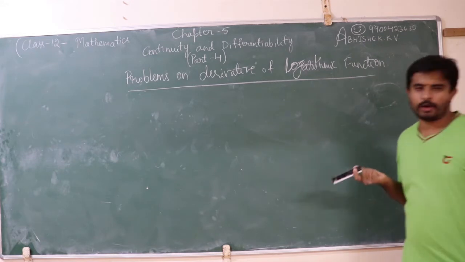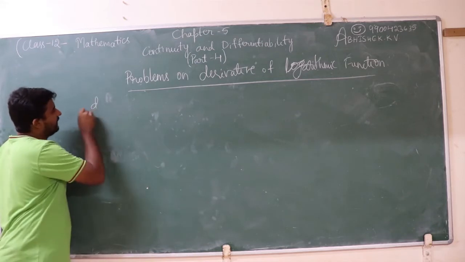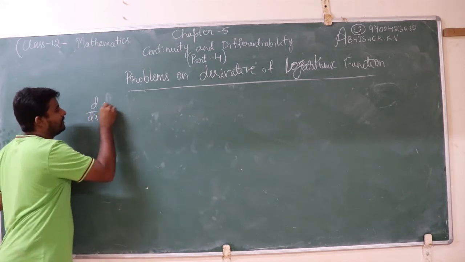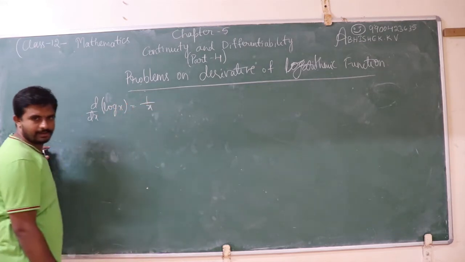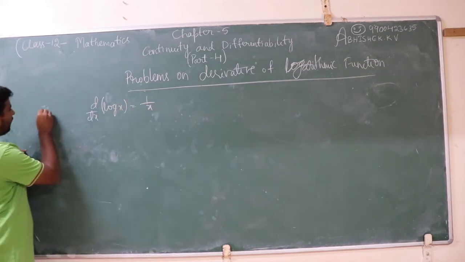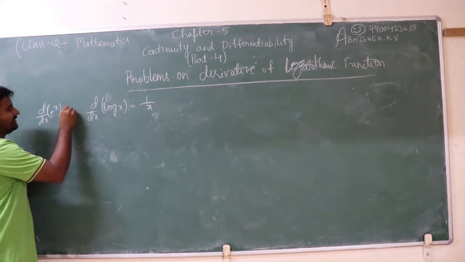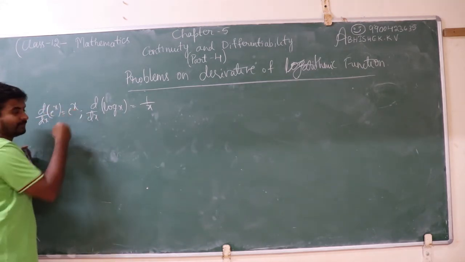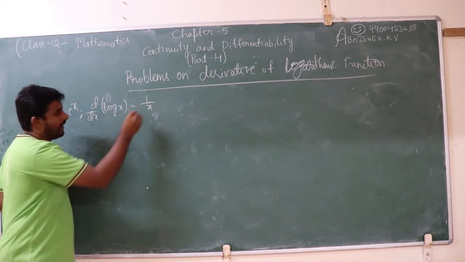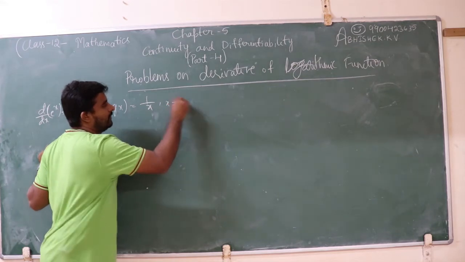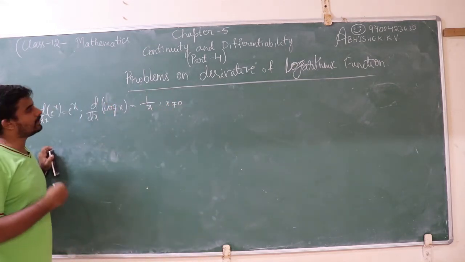That is the derivative of logarithmic function. Here also we should note the derivative of logarithmic function with respect to x is 1 by x. Is it clear? See, derivative of e to the power of x with respect to x is e to the power of x. This is for exponential function. Then derivative of logarithmic function is 1 by x. And here x should not be equal to 0. Is it clear? Yes. So let us move on to the problems.